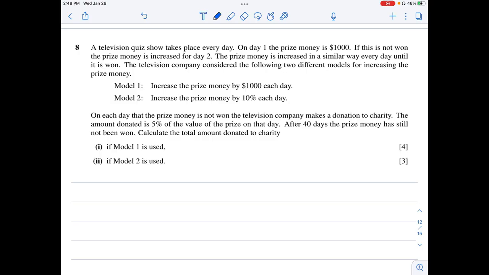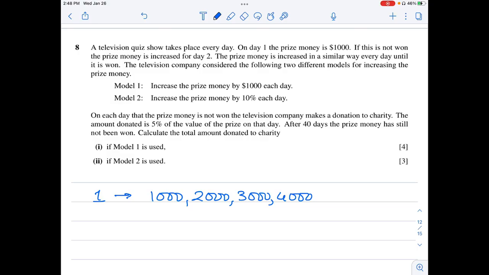The television company considered the following two models. Model 1, the increase of the money is 1000 each day. So if it is not won on the first day at 1000, the next day it becomes 2000. If it is not won, it becomes 3000. If it is not won, it becomes 4000, and so on. This is for model 1.